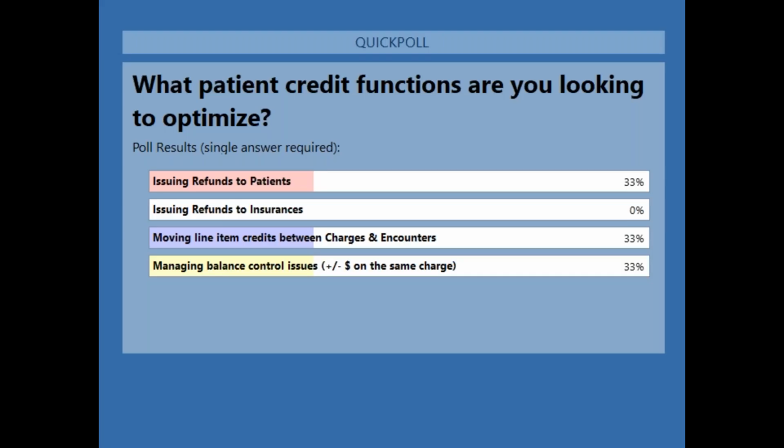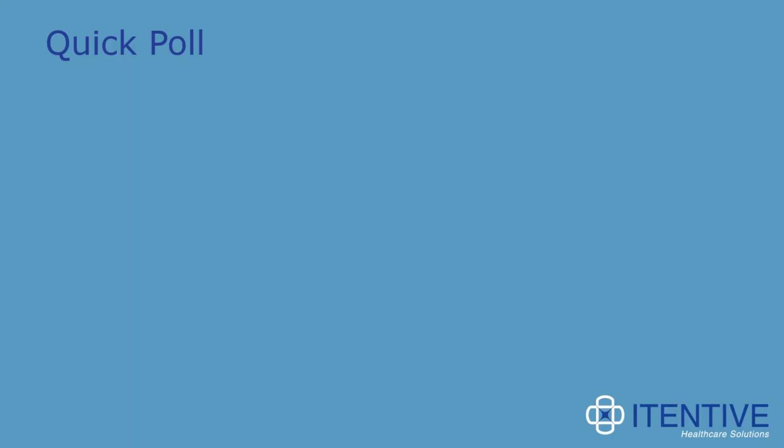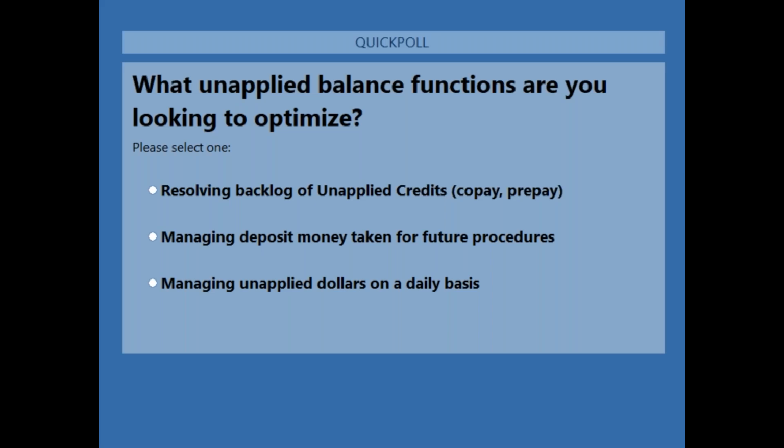Thank you, everybody who voted. Quickly, here's what the results look like. Looks like you're all pretty split between issuing refunds to patients, moving line item credit balances, and managing balance control issues. So we'll hide that one and launch the next one. We'll share this one. Last one.